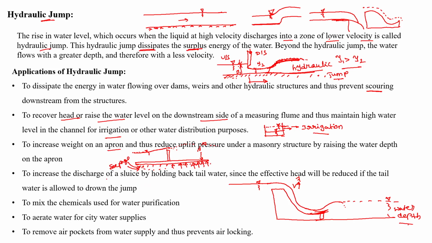Another application is to mix the chemicals used for water purification. When this jump happens, a lot of turbulence takes place in this jump, so this is effectively used to mix the chemicals for water purification. As well as in this process, we can even aerate the water for city water supplies, and we can remove the air pockets for the water supply. So these are a few applications related to the hydraulic jump.